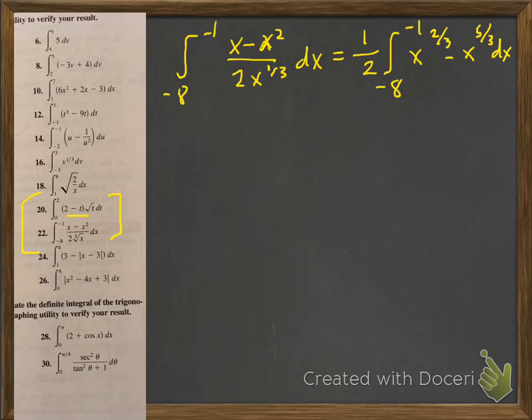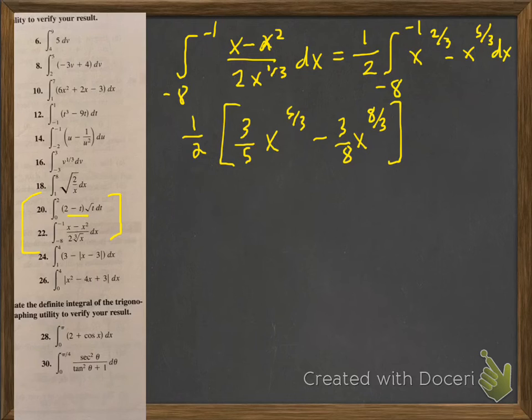So now I just got to integrate. 1/2 integral of x to the 2/3. We're going to add 1. 2/3 plus 3/3 is 5/3. So 3/5. And x to the 5/3 plus 3/3 is 8/3. Three-eighths. From -1 down to 8. So we're over in the negative side.